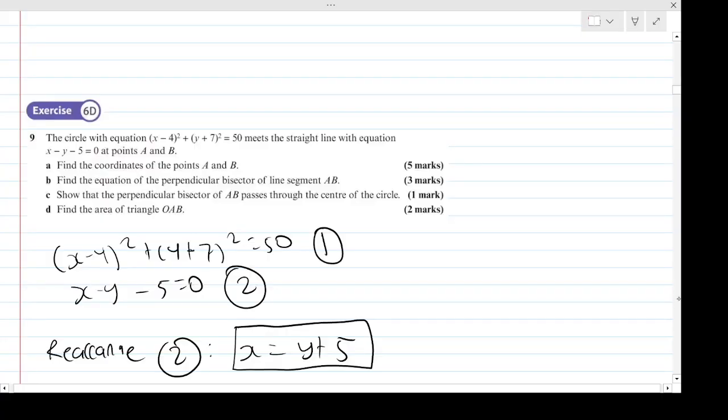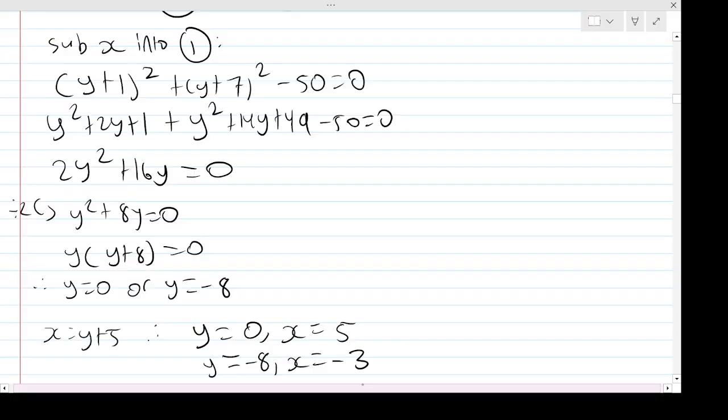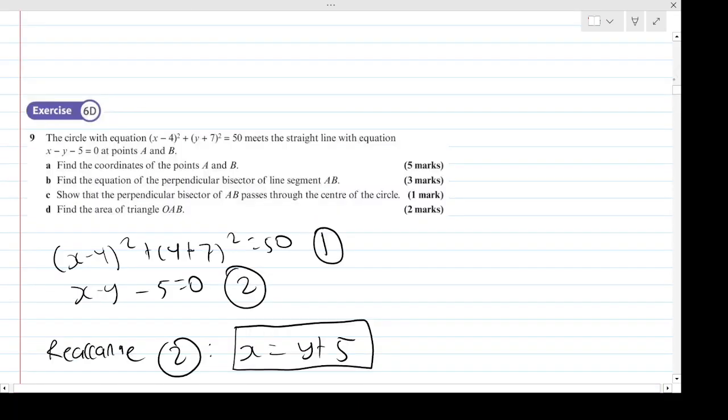So therefore, as coordinates, these 2 points would be, well, x would be 5 firstly, then y would be 0, and then x would be minus 3, y would be minus 8, okay? So those are the coordinates.